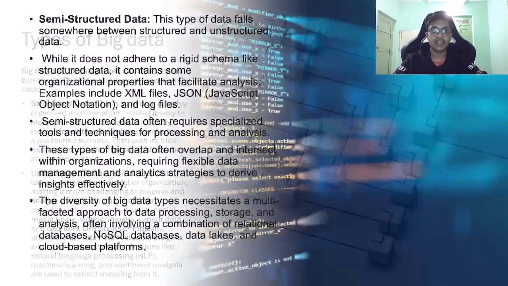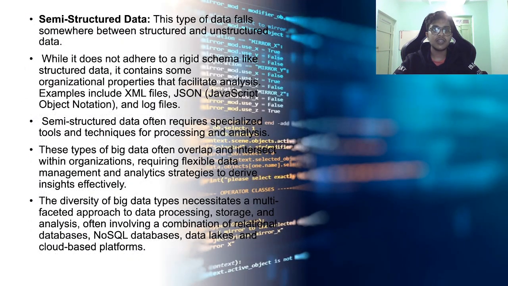Moving on to the next slide, we have semi-structured data. This type of data is somewhere between structured and unstructured data. While it does not adhere to a rigid schema like structured data, it contains some organizational properties that facilitate analysis. Examples include XML files, JSON files, that's JavaScript Object Notation, and log files. Semi-structured data often requires specialized tools and techniques for processing and analysis.